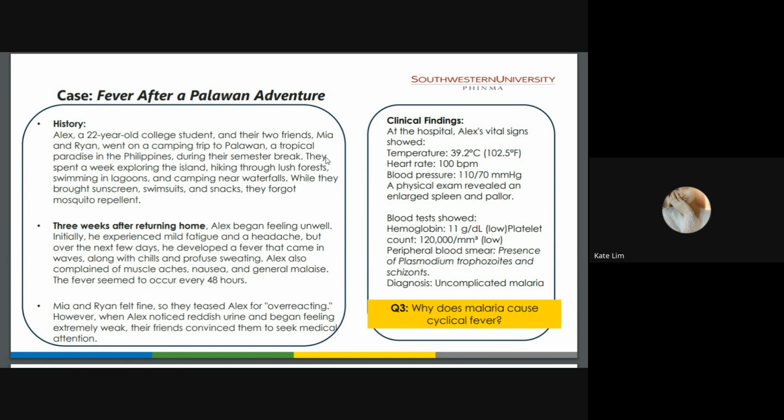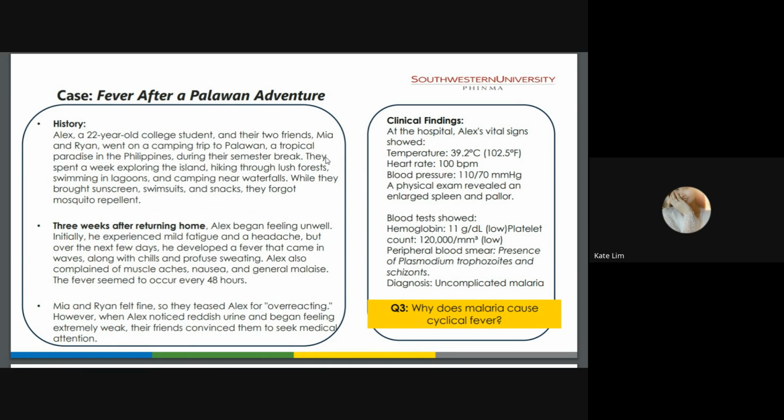Malaria's cyclical fever is caused by the synchronized rupture of infected RBCs. If you remember, your RBCs would rupture. So as the Plasmodium parasites mature inside the RBCs, remember that they would eventually burst. So they eventually burst out, releasing merozoites. So this process triggers the release of inflammatory cytokines, which lead to fever.